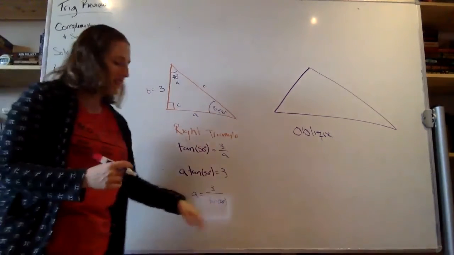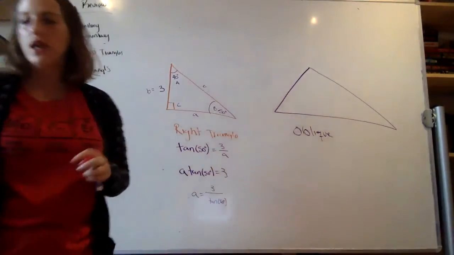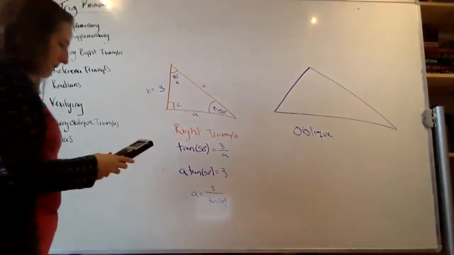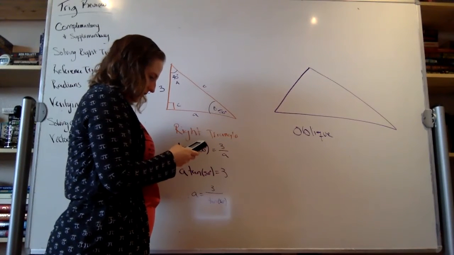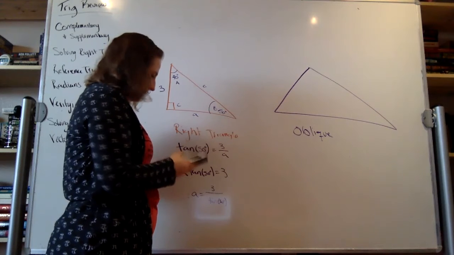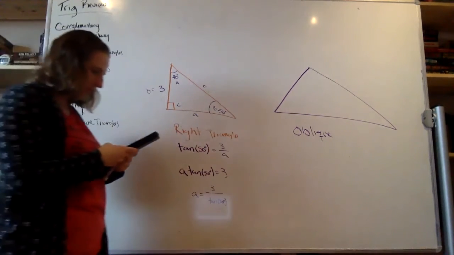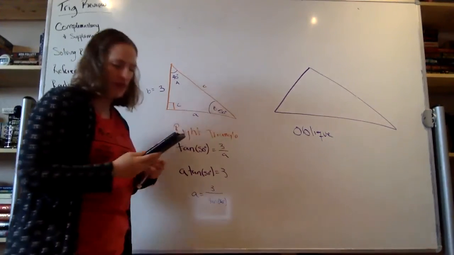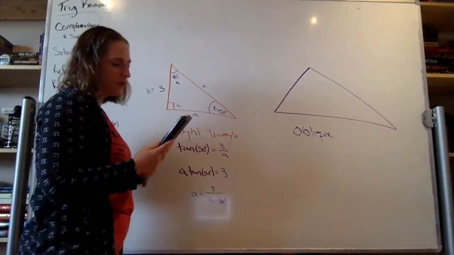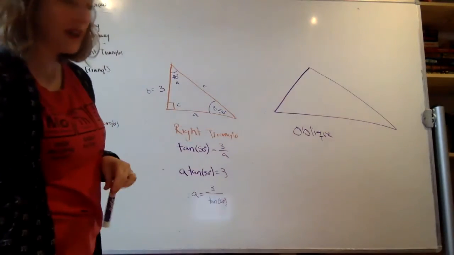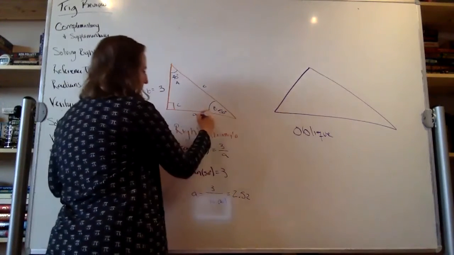From here, since 50 degrees is not one of my known angle measures, like 45, 60, 30, things like that, I'm going to go ahead and go to my calculator. I'm going to double check that my calculator is in degrees, which it is. And then I'm going to look at 3 divided by tangent of 50. That gives me 2.517. I'm going to pay attention to rounding here. So let's say that we were asked to round to the nearest hundredth. 2.517 is going to round to 2.52. So this tells me that A is equal to 2.52.